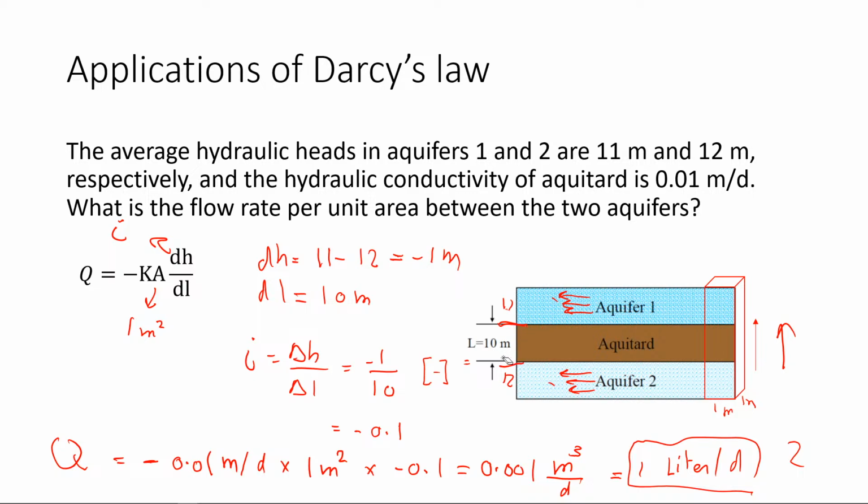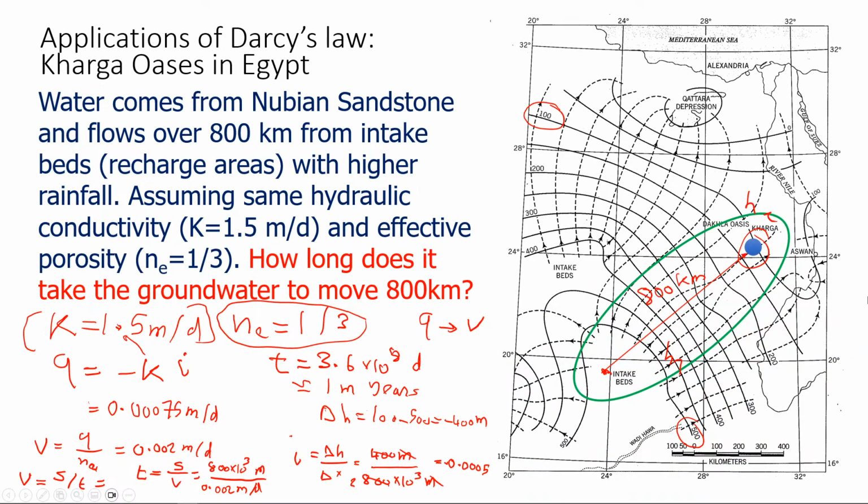So that's like your energy line, like your hydraulic head. So this is 11, this is 12, and flow will always be perpendicular to this one. So flow will be perpendicular to here, flow will be perpendicular to here, similar to what we saw in the previous example.